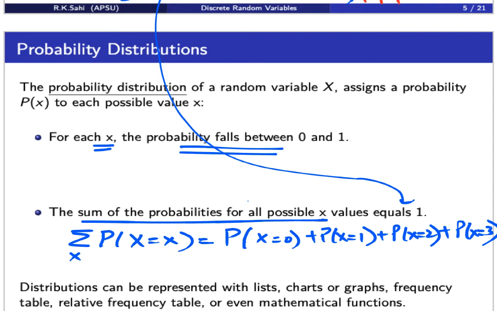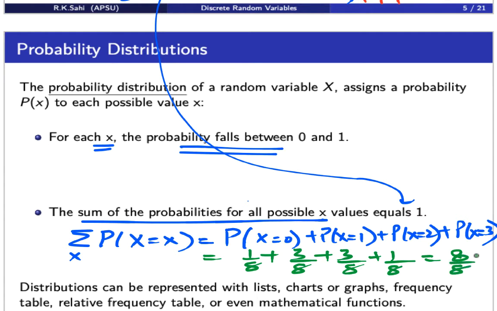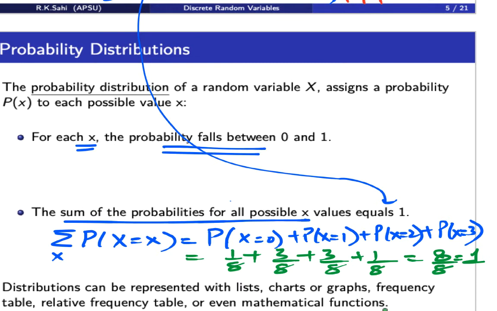Notice when you add this, what do you get? You have 1/8 plus 3/8 plus 3/8 plus 1/8, which is 8/8, which is 1. And that's a very, very important part. The sum is always going to equal 1.